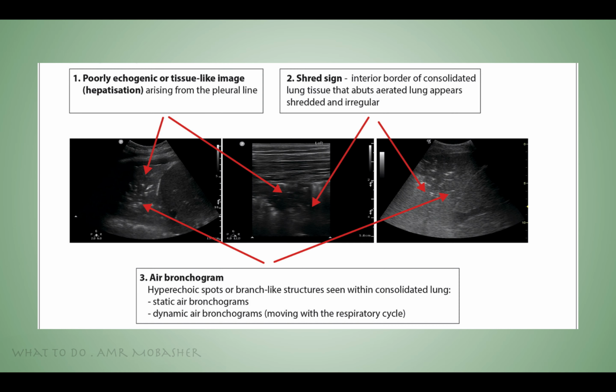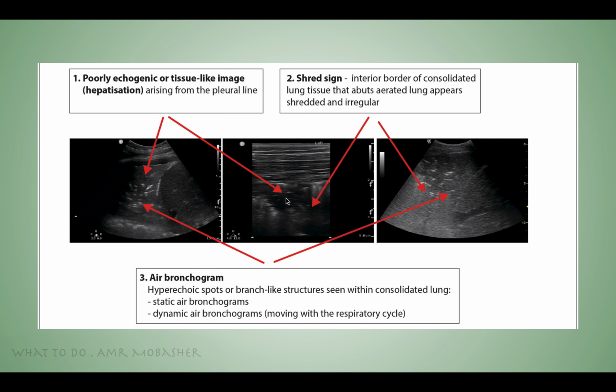So to summarize the signs of consolidation on lung ultrasound: tissue-like sign or hepatization, the air bronchogram, those hyperechoic spots or lines. This is air bronchogram. And the last sign, something called the shred sign.